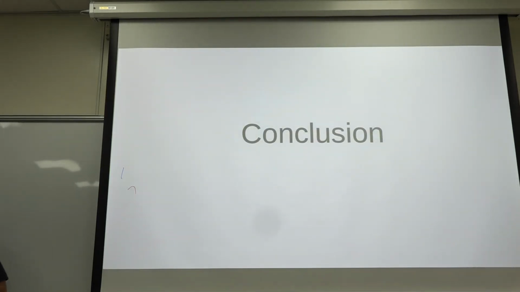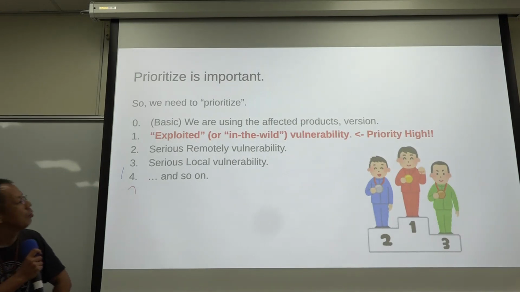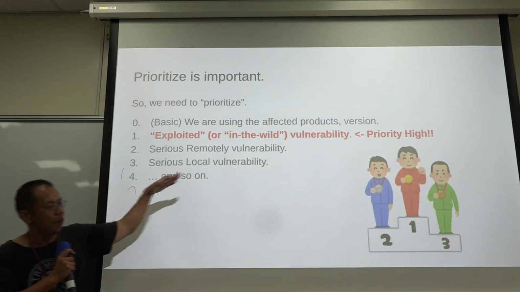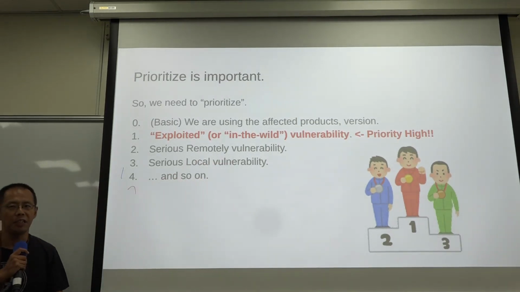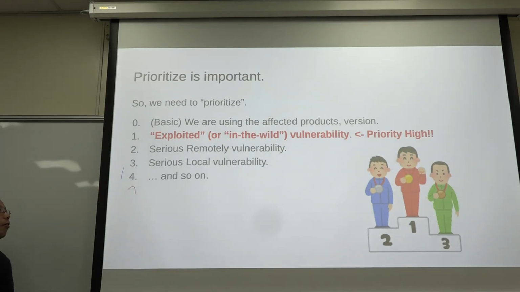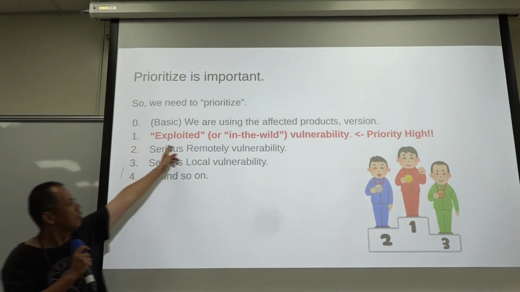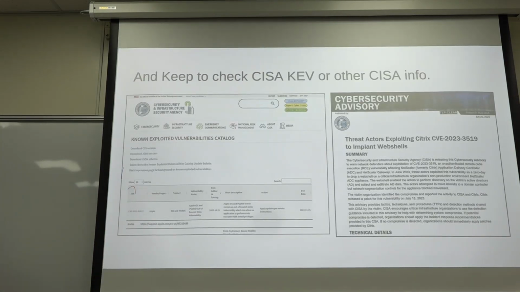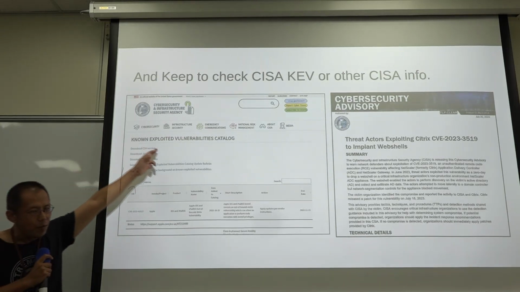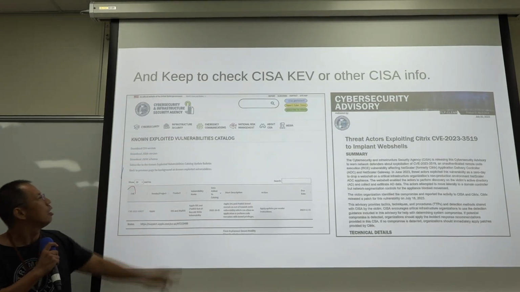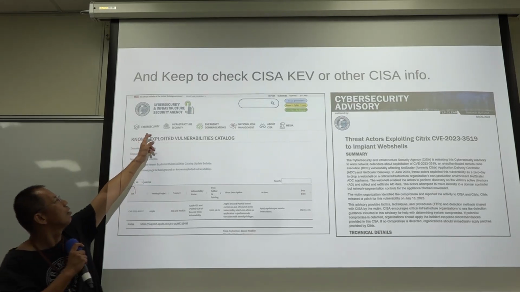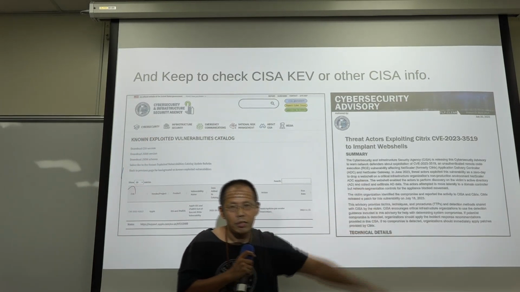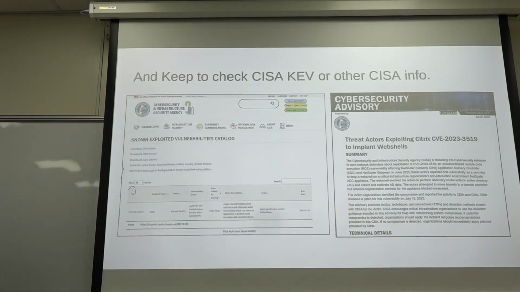So here's the conclusion. We need to prioritize. As I said before, we have like 100 vulnerabilities in a day nowadays. Then we need to prioritize exploited vulnerabilities. They should be high priority. And if you want to know which are the exploited vulnerabilities, it's better to check the CISA catalog, or the CISA mailing list, or CISA's web page.